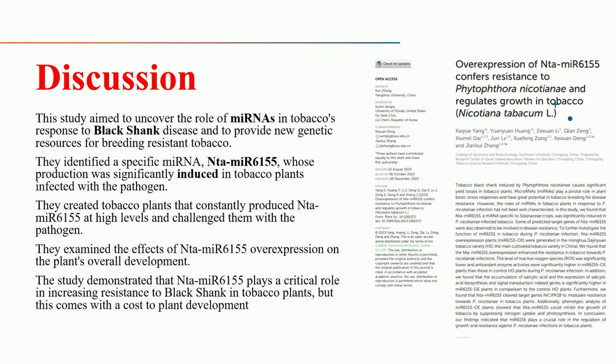They identified a specific microRNA whose production was significantly induced in tobacco plants infected with the pathogen. They created tobacco plants that constantly produced this microRNA at high levels and challenged them with the pathogen. They examined the effects of this microRNA overexpression on the plant's overall development. The study demonstrated that this microRNA plays a critical role in increasing resistance to black shank in tobacco plants, but this comes with a cost to plant development.